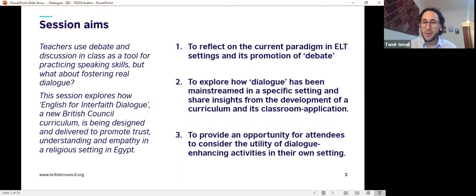And then hopefully there will be an opportunity for you as attendees to also reflect on some of these activities and think about how relevant they are to your context. And I also would like to say that we would love to hear from you, your thoughts, your perspectives on our experience, but also on how far you see this as applicable to your context too. So please do type in your thoughts in the chat.